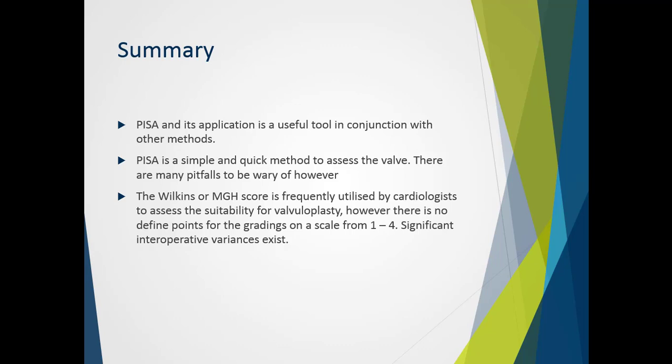Pressure half-time application for stenosis is a useful tool in conjunction with other methods. It is a simple and quick method to assess the valve. There are, however, many pitfalls to be wary of. And finally, the Wilkins or MGH score is frequently used by cardiologists to assess the suitability for valvuloplasty. There are, however, no defining points for the gradings between 1 to 4 from mild to severe, and therefore there are significant interobserver variances that exist.